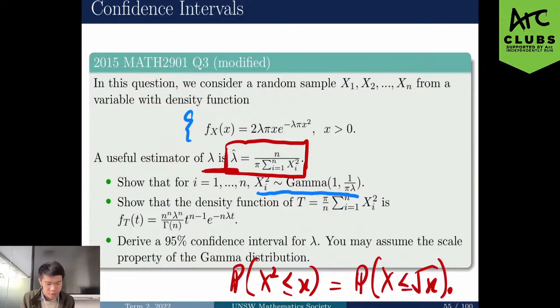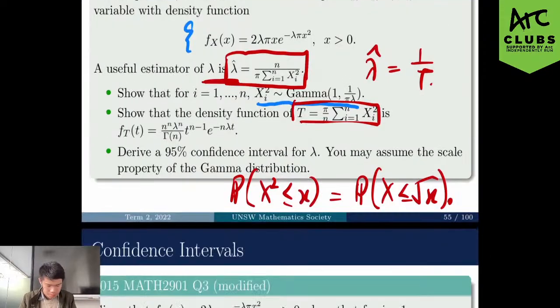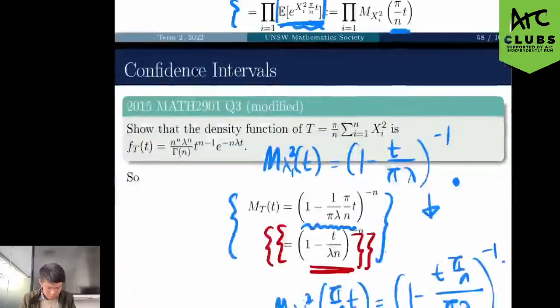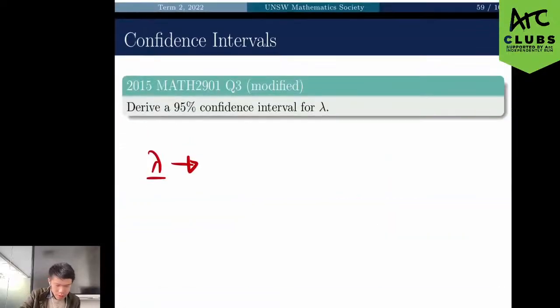So basically we want to find this in terms of what we've done before. If you compare this with T from just then, you find that this is equal to 1 divided by T. So our starting point is basically 1 on T. So this is equal to 1 on T.